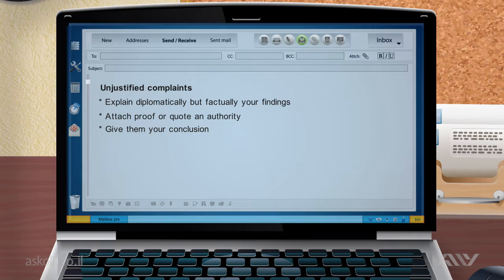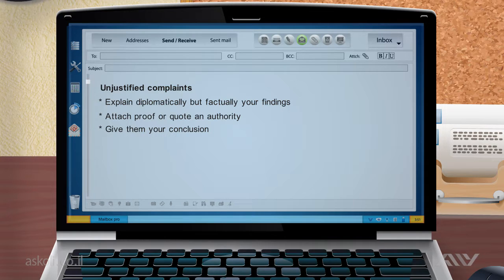So, dealing with unjustified complaints is a question of diplomacy, but being factual, saying what you think, presenting the facts, and giving your conclusion straight back to the person who's making the complaint. There shouldn't be a problem if you're dealing with facts.